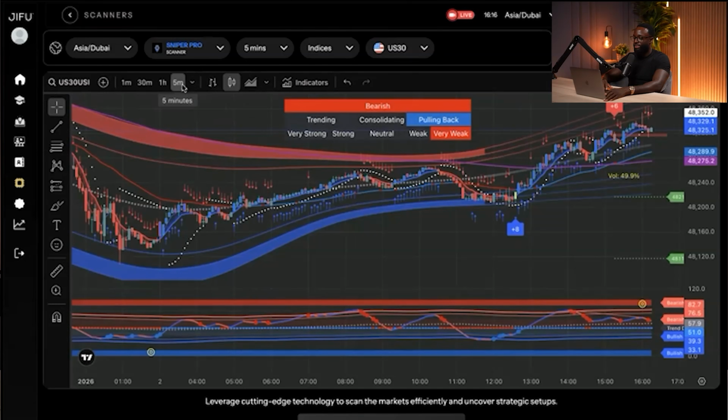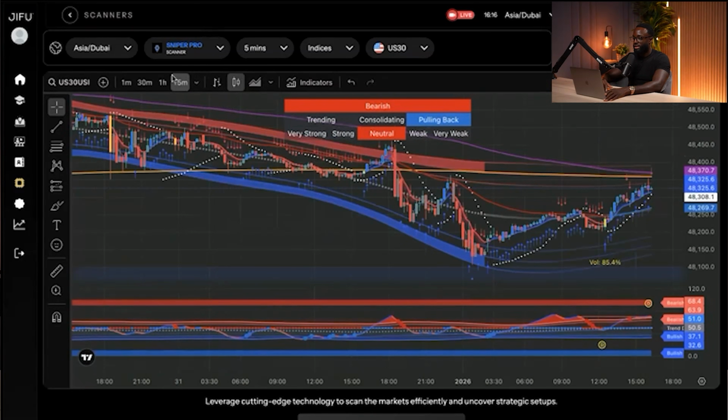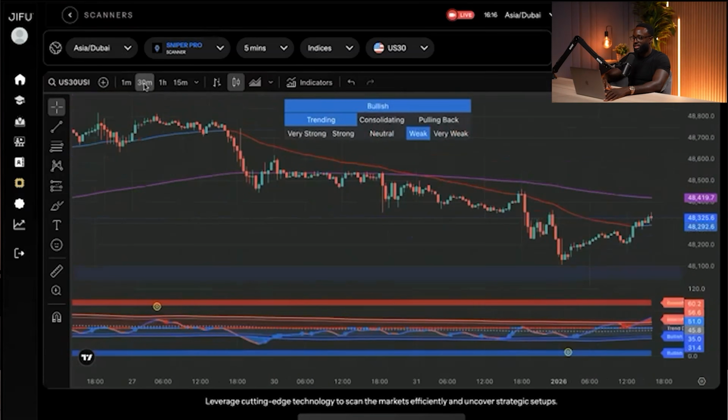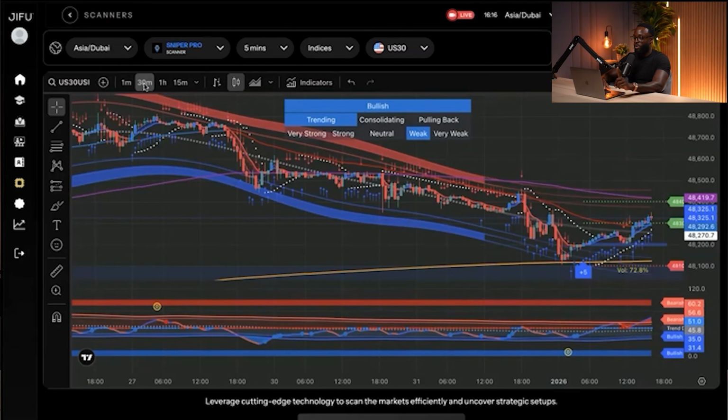So time frame number 1 is the 5-minute. Time frame number 2 is the 15-minute. And time frame number 3 is the 30-minute. That is option number 1. Option number 2: number 1 is the 15-minute, time frame number 2 is 30-minute, and time frame number 3 is the 1 hour.